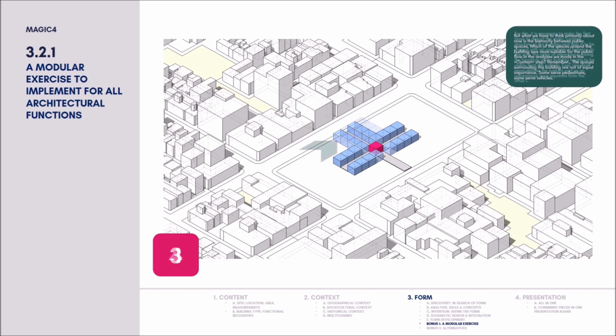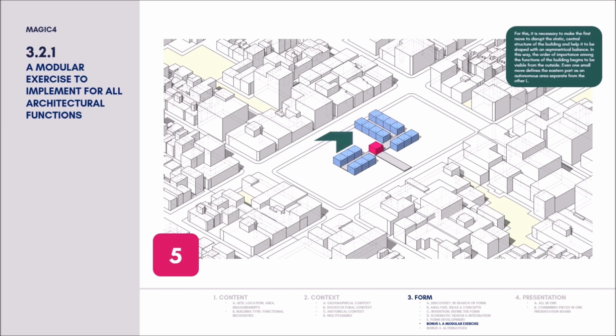4 and 5. For this, it is necessary to make the first move to disrupt the static, central structure of the building and help it to be shaped with an asymmetrical balance. In this way, the order of importance among the functions of the building begins to be visible from the outside. Even one small move defines the eastern part as an autonomous area separate from the other L.